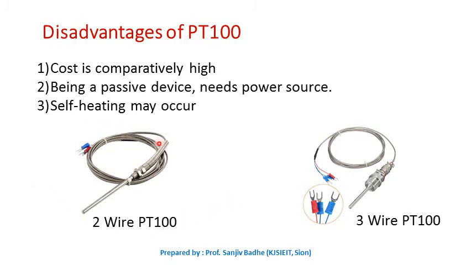So this is the actual 2-wire PT100. You can see the 2 wires coming out of the sensor, and this is a 3-wire, 1, 2, 3. So these 2 wires are connected to one end of the sensing element, and this one lead is connected to the other end of the sensing element. So this is about PT100.